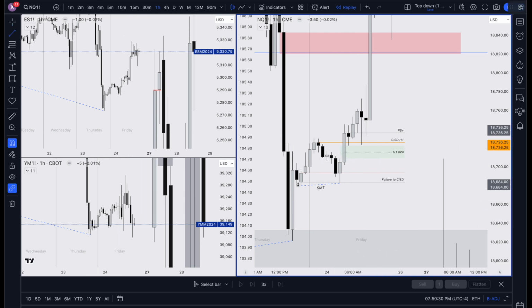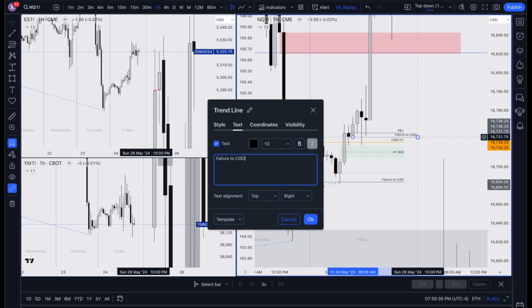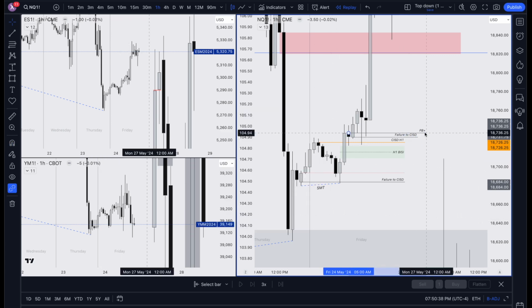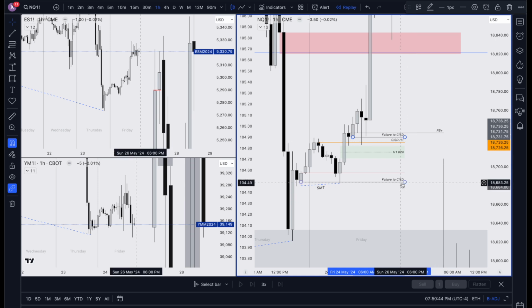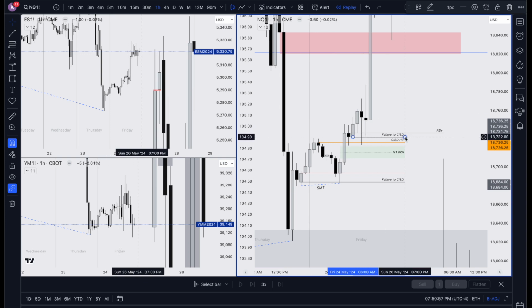Now, let's also define this here, again, as a failure to CISD. Now, I know our charts look like shit right now. We have so many things on them, right? But look at the narrative we have coming into the session. A failure to CISD, a CISD, an order block, a fair value gap overlapping the order block and the breaker block, a propulsion block being respected, right? And a failure to CISD.